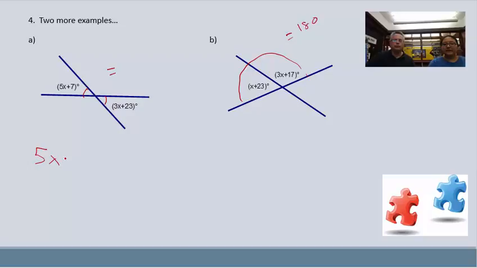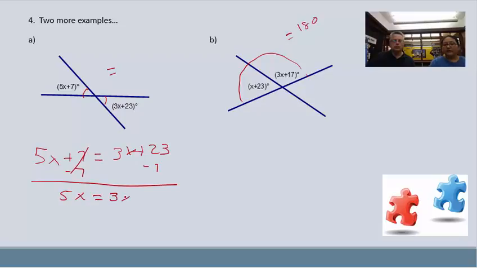So we have 5x plus 7 equals 3x plus 23. In order to solve it, we subtract 7 from both sides. Bring down 5x, 3x, and then that would be minus, sorry, so it'd be plus 16. Now we bring 3x to the other side. We have 2x equals 16, so x would be 8. So those were equal.